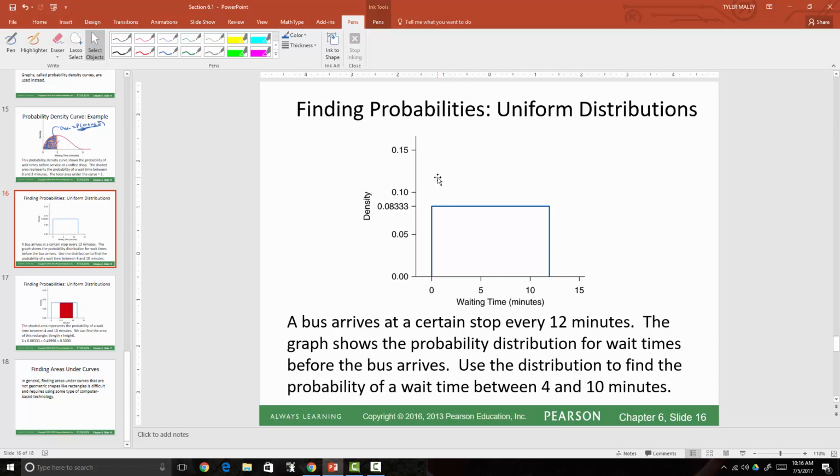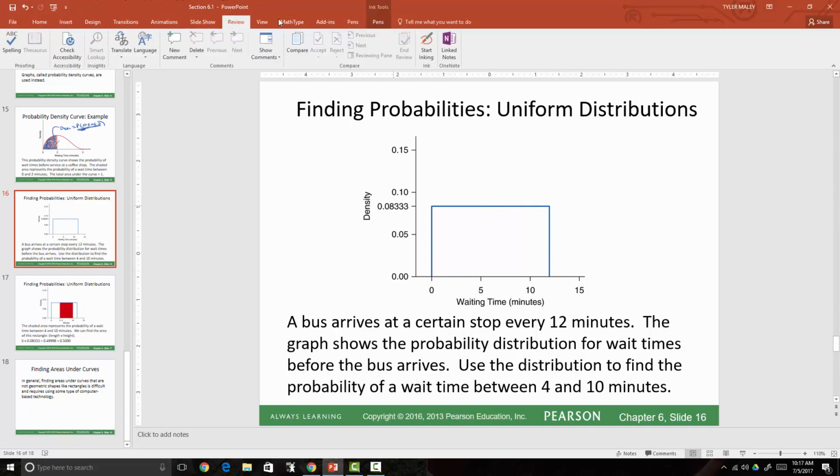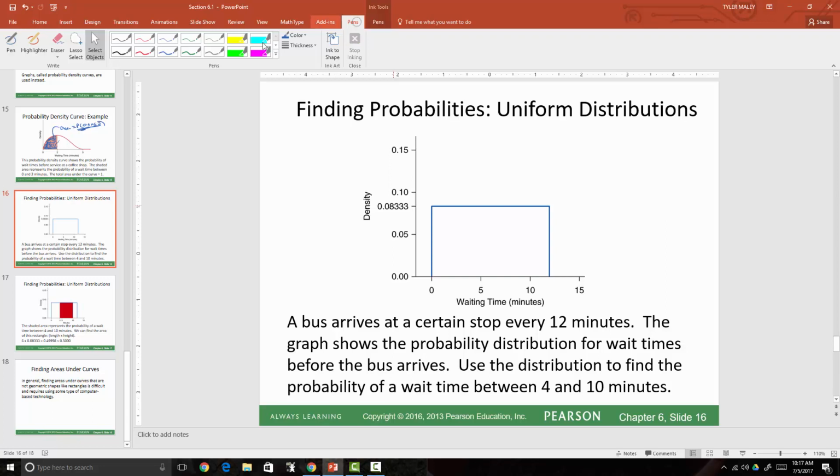If we're trying to find a probability with a uniform distribution, where we have more of a rectangle, that's easier done by hand. A bus arrives at a certain stop every 12 minutes. The graph shows the probability distribution for wait times before the bus arrives. Use the distribution to find the probability of a wait time between 4 and 10 minutes. Here we have this uniform distribution, and they're all equal to 0.08333. You can see that here.